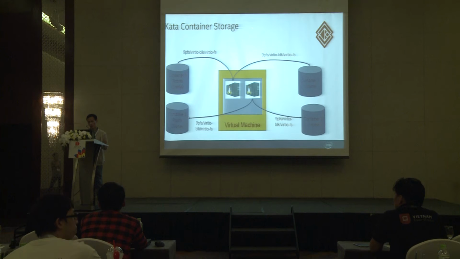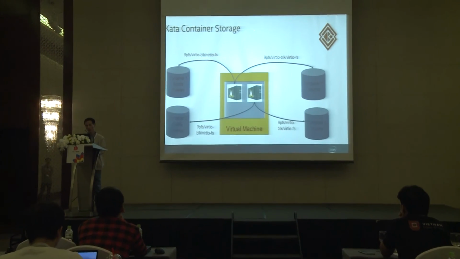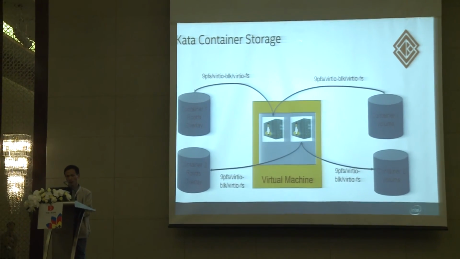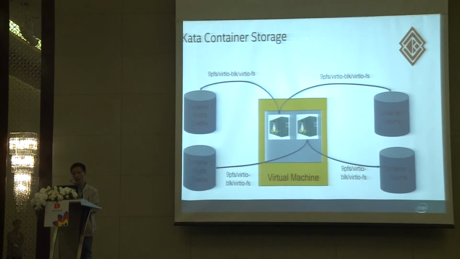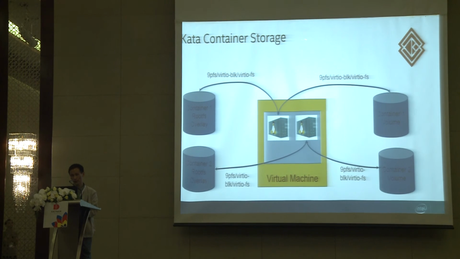Another way is virtio-fs. virtio-fs is a newly created project in the Linux kernel, and it leverages the virtio protocol to share a file system between the host and the guest. virtio-fs has much higher I/O performance than NFS and the virtio block device. So in future, virtio-fs will be the default storage mechanism in the Kata container.